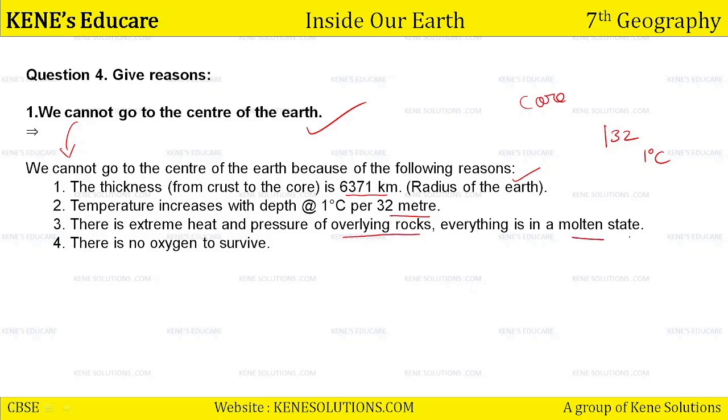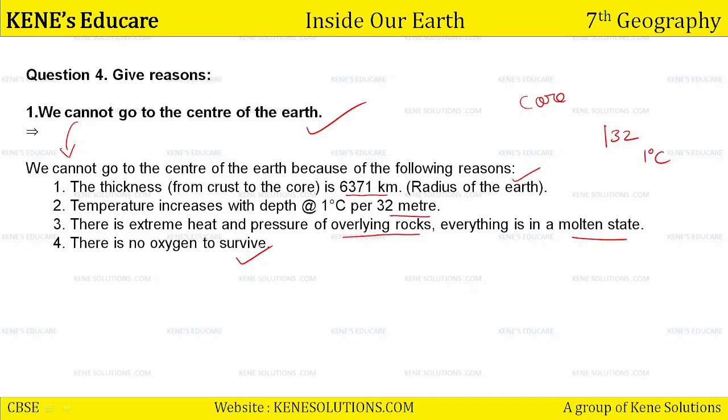Everything is in a molten state. It's impossible to sustain life in the core of the earth. There is no oxygen to survive as well. और humans को तो oxygen चाहिए. There is no oxygen to survive. Okay? So these are the reasons why we cannot go to the center of the earth.